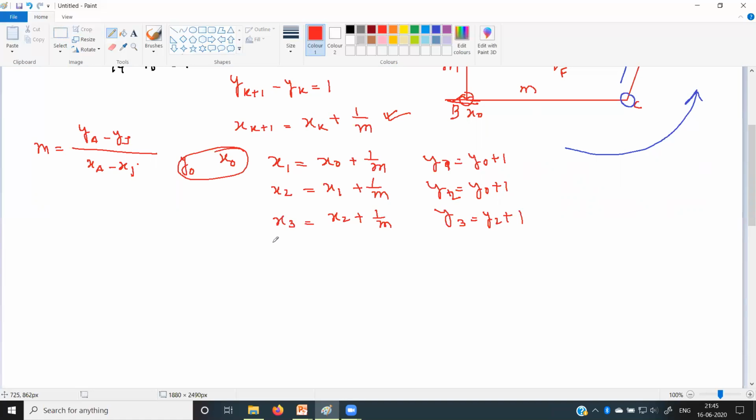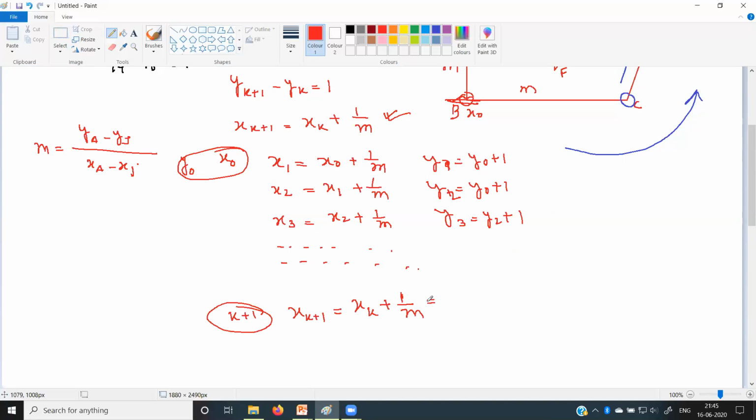Fine. Now if you proceed further up to the k plus 1th term, the subscript 3 will be replaced by k plus 1. So x of k plus 1 will be x of k plus 1 by m. Fine.